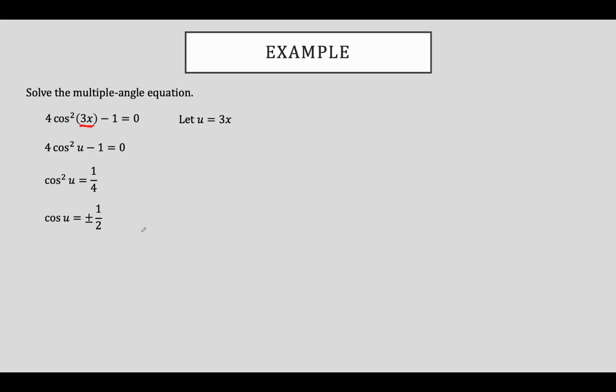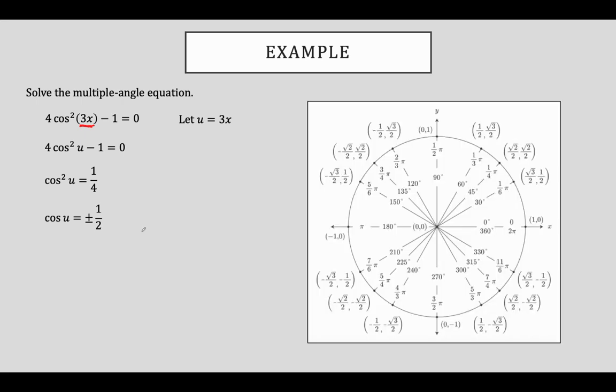We can go to our unit circle. We need to find the location of all of our angles that have a cosine value of positive or negative 1 half. All right, that means the x-coordinate is positive or negative 1 half. Well, that gives me pi over 3. That gives me 2 pi over 3. The x-coordinate's negative 1 half: 4 pi over 3, and 5 pi over 3. Those are my solutions between 0 and 2 pi.